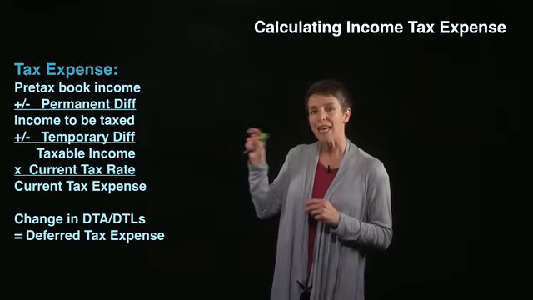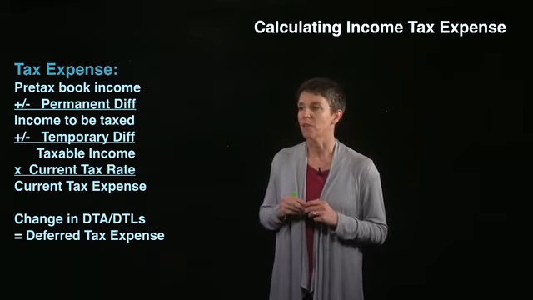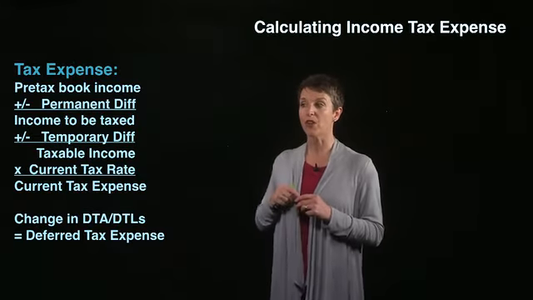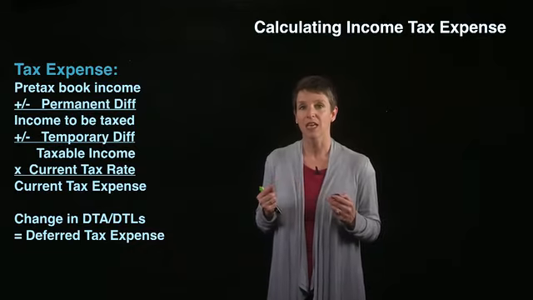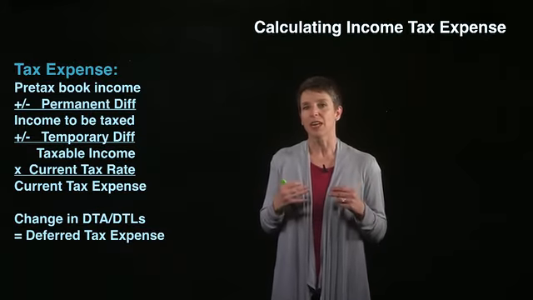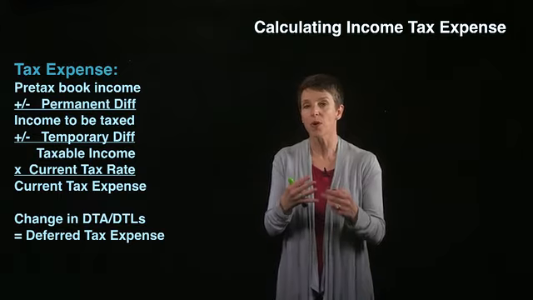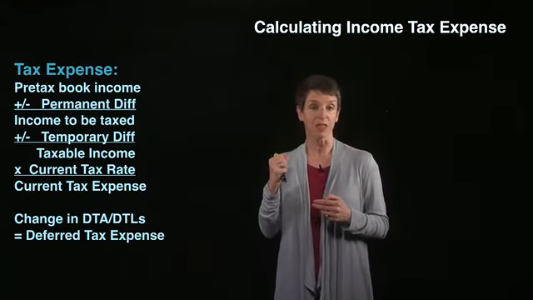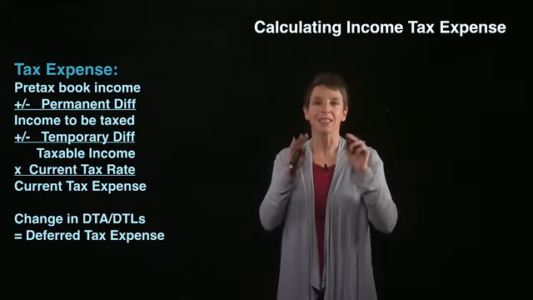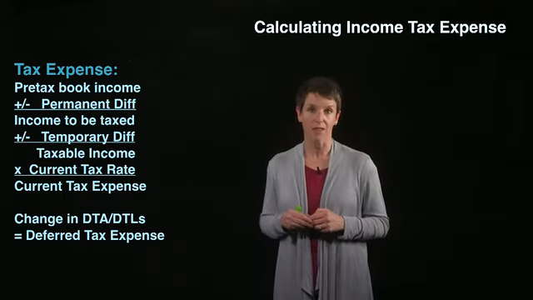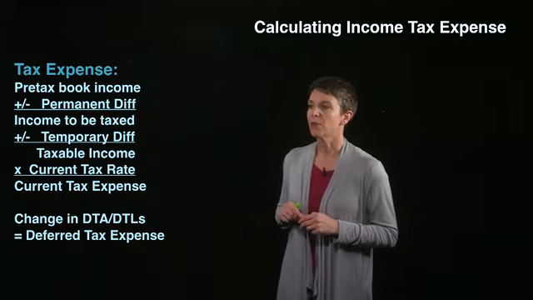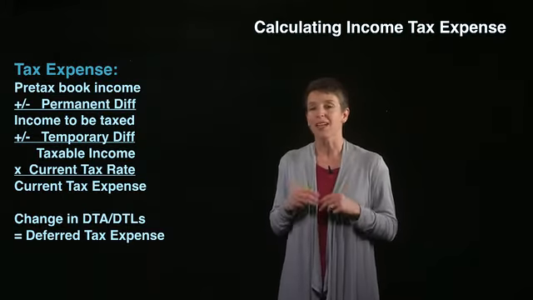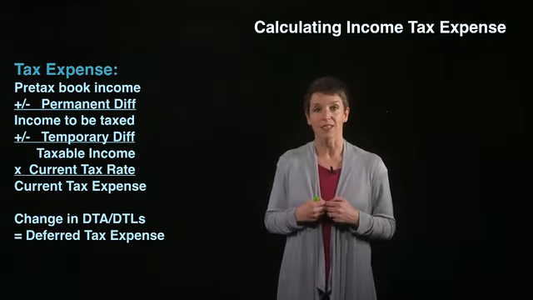Once we take out or add back anything that is a permanent difference, we come to a number called income to be taxed. This is the amount of book income that will at some point be subject to tax. Maybe this year, maybe in a previous year, maybe next year, but at some point it will be taxed. From this number, we will add or subtract any temporary differences that exist.